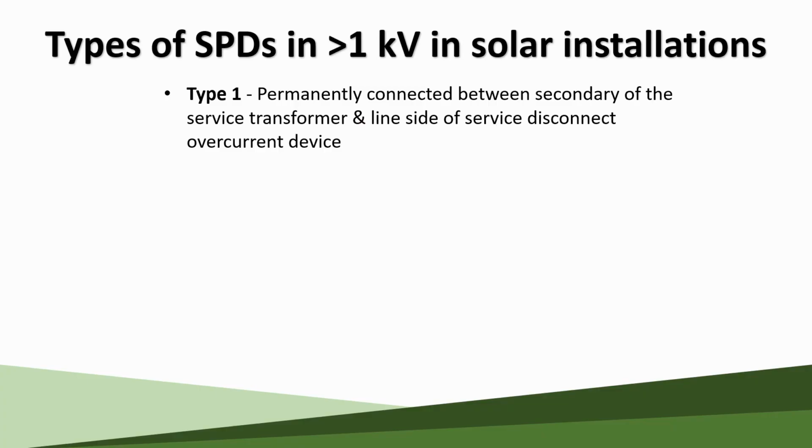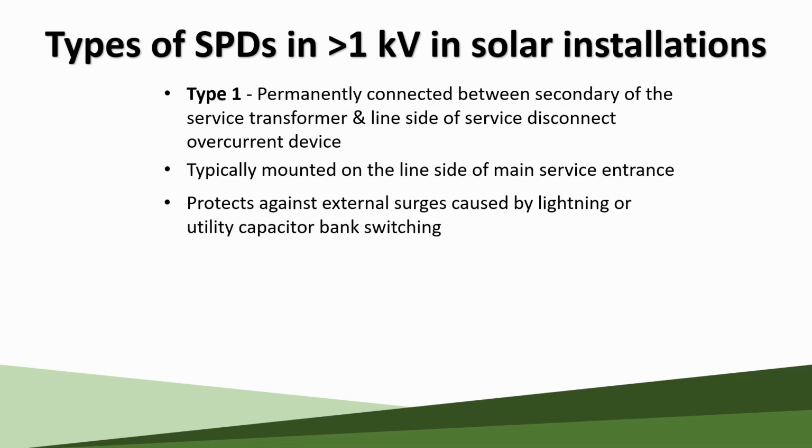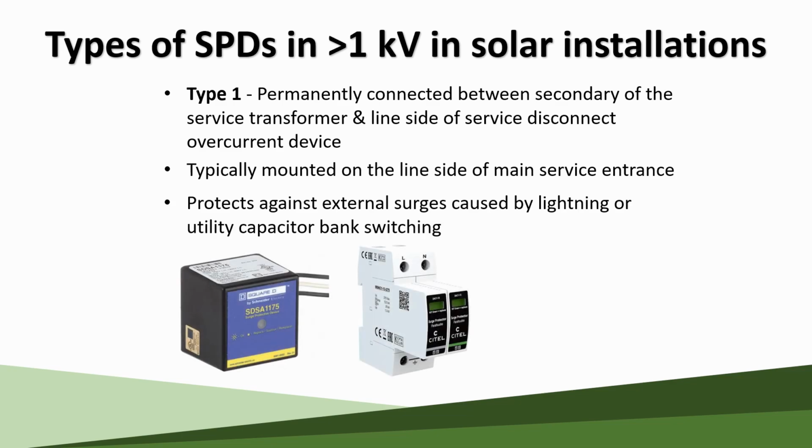Type 1 SPD. Permanently connected SPDs intended for installation between the secondary of the service transformer and the line side of the service disconnect overcurrent device. Typically, these are mounted on the line side of a main service entrance. Type 1 SPDs protect against external surges caused by lightning or utility capacitor bank switching.